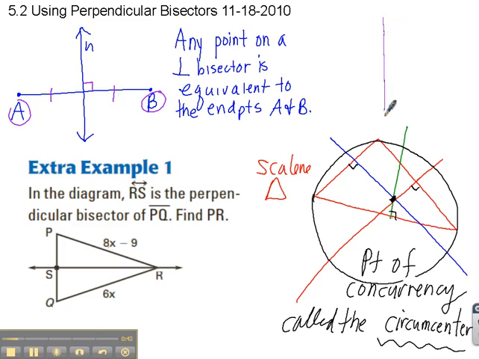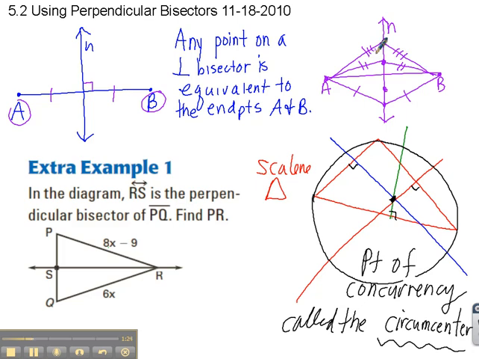So once again, we will draw the perpendicular bisector, and this is the bisector of line segment AB. And this property says that any point on this perpendicular bisector is equal distance to the endpoints A and B. So these lines are congruent. These lines are congruent. These lines are congruent. You can see that you are probably making lots of congruent triangles. You can use this property in extra example 1.